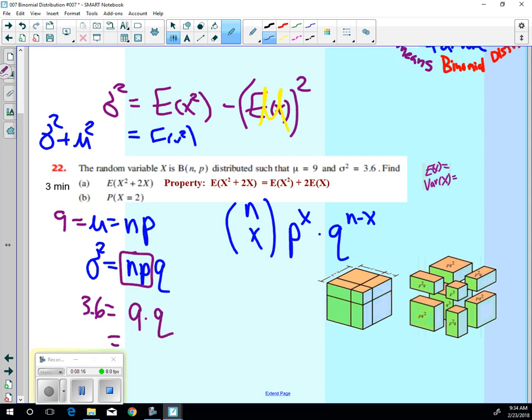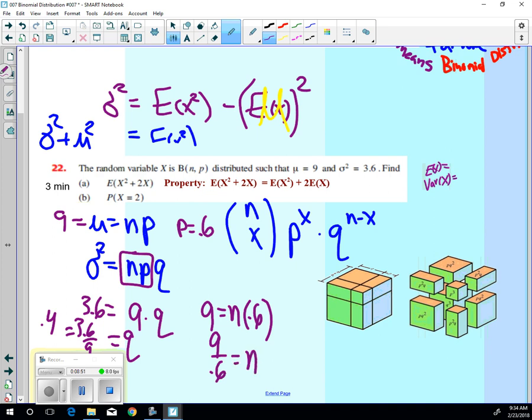So sorry about my 9s and q's. q is going to be 3.6 over 9. Is that 0.4? Okay. So do you like that? A probability equal to 0.4, between 0 and 1? I like that. So what would p have to be then? Very good, 0.6. Now to figure out n, we just go 9 is equal to n times p, 0.6. So 9 over 0.6, could you tell me what that is? 15.